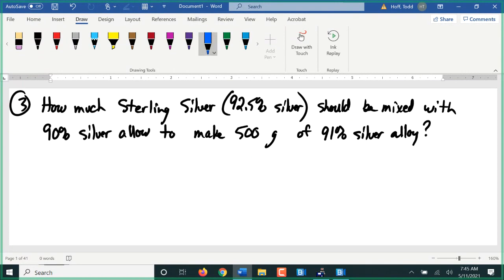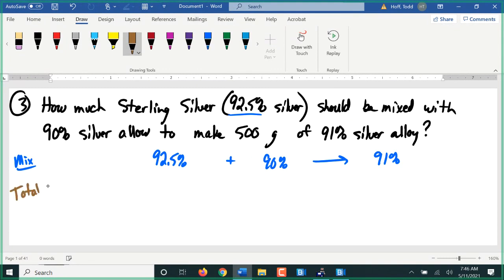Okay, so once again, we have to look at what we are mixing. We're mixing 92.5% and 90% in the hopes of creating 91%. Now here we're not looking at total volume, we're actually looking at total mass. So I'll just label it total amount. We have 500 grams, that's how much of that result we want.